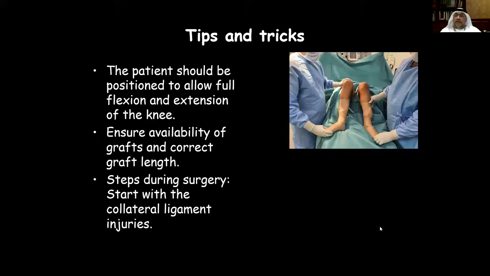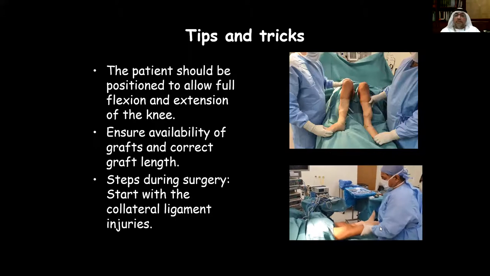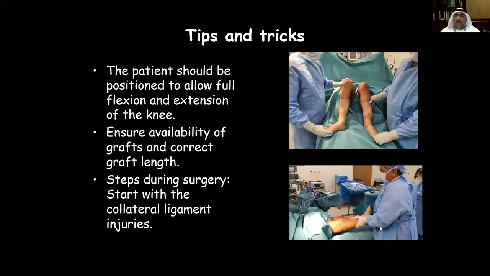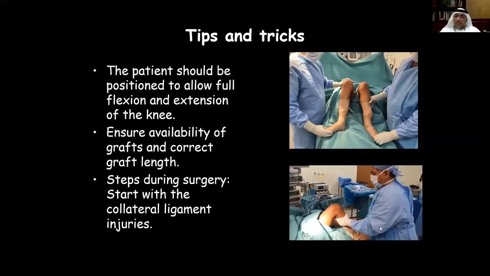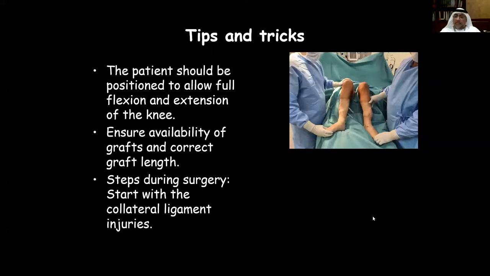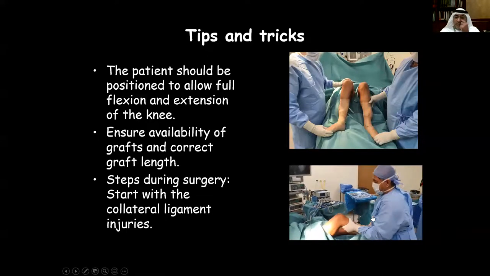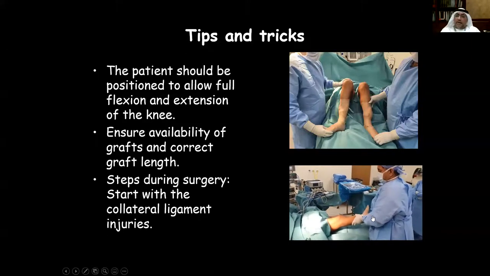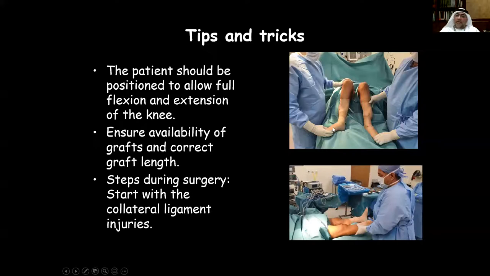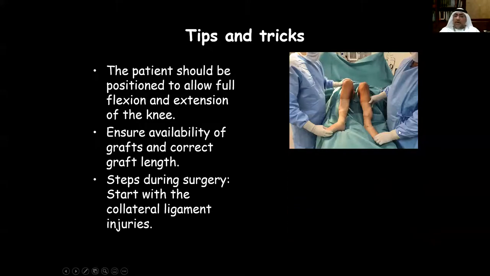Then another tip and trick, as I said, patients should be positioned to have full flexion and extension at the knee. If you can see this patient, we examine him, we can put him in full flexion. Now we examine his knee on the table. If you look at that upper picture, you can see he has an extended rotation, which indicates that he has a posterior lateral corner injury as compared to the left side.